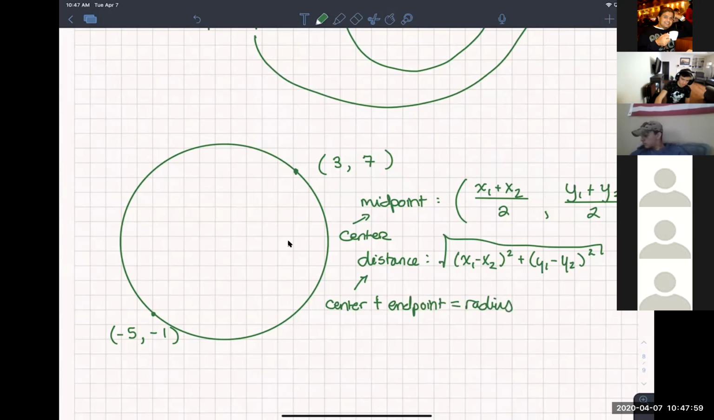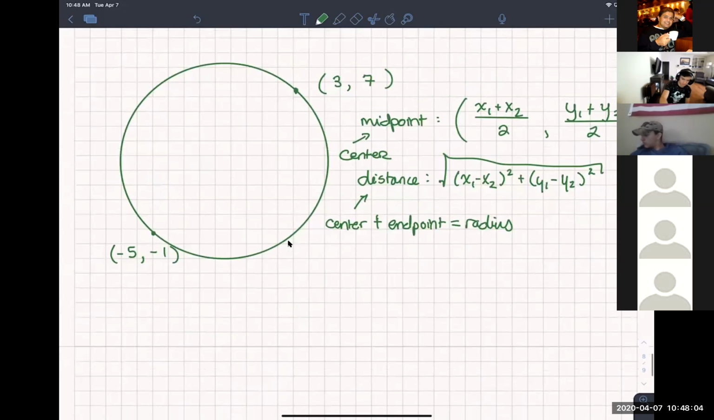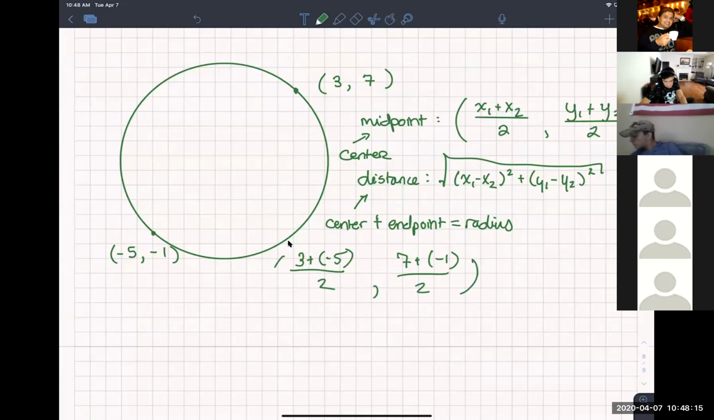Okay. So, for example, the center for this circle would be 3 plus -5 divided by 2, comma 7 plus -1 divided by 2. So the center here would be 3 plus -5 is -2 divided by 2 is -1. And 7 plus -1 is 8. 8 divided by 2 is 4. So your center is -1, 4.